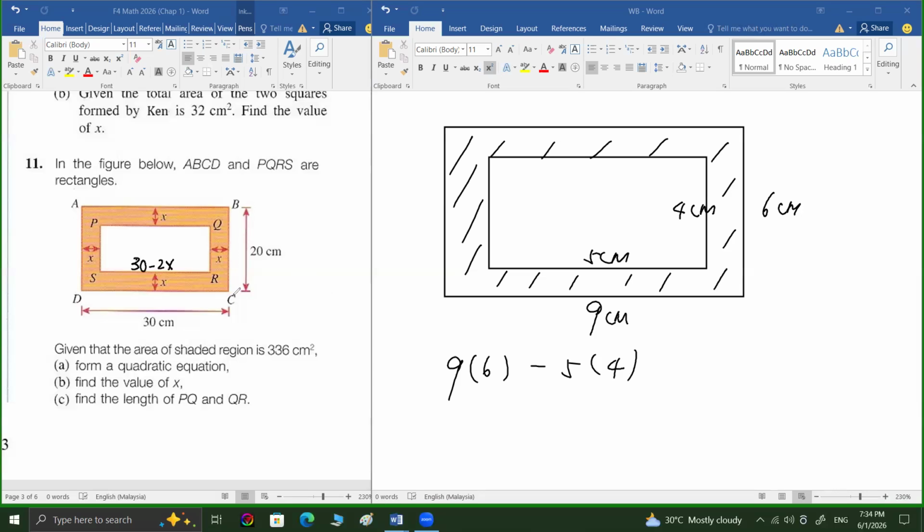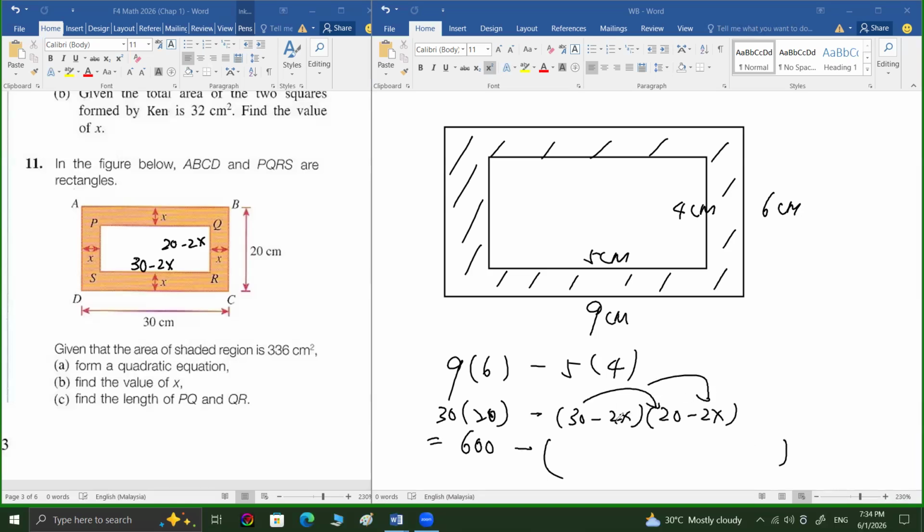Okay, 20, right? How to get QR? Here x, here x. So 20 minus 2x. Yes. You got 30 times 20, like just now, see? 30 times 20 minus 30 minus 2x multiplied with 20 minus 2x, is it? So later you expand this one, you got 600 minus, be careful with the minus. Okay, you expand everything first. Like just now, you expand everything, you write everything here, then only you change the negative, negative, positive, negative, positive, and so on.